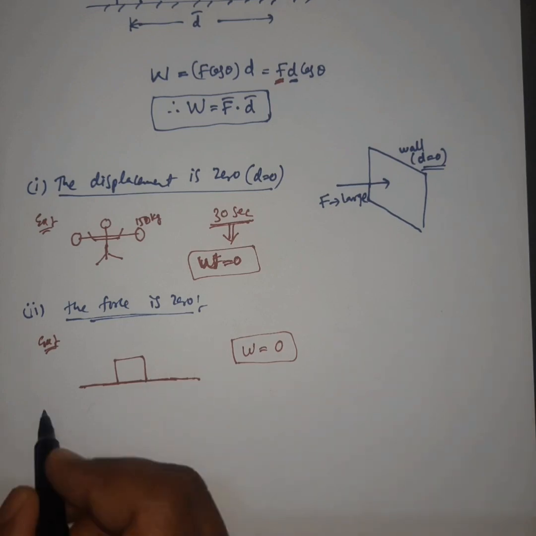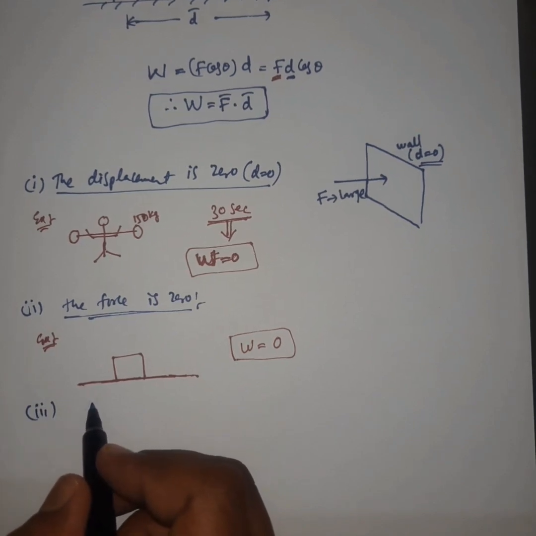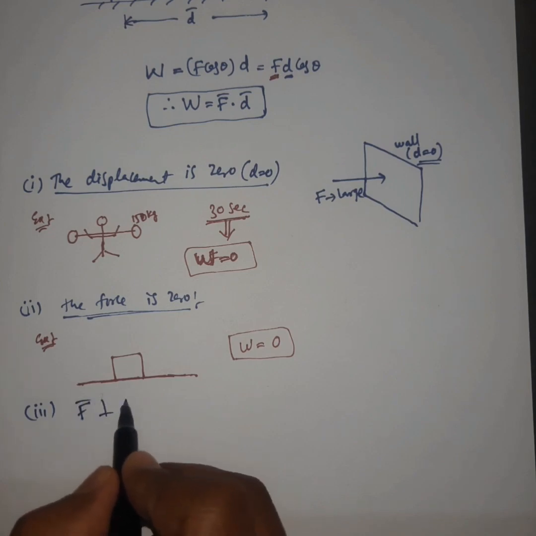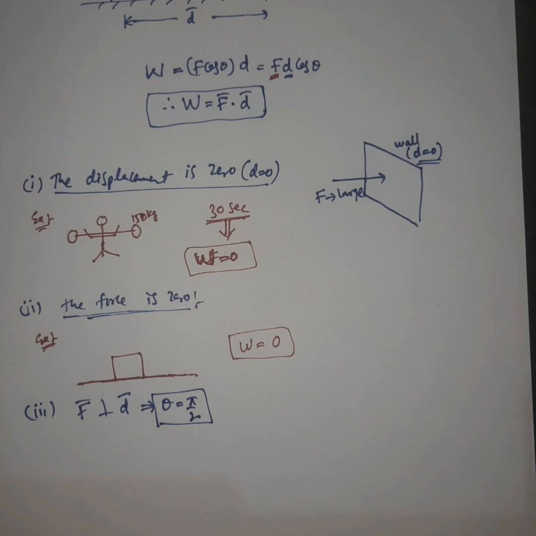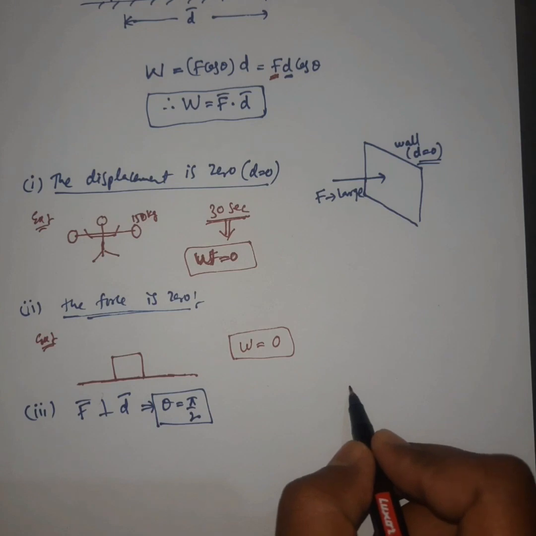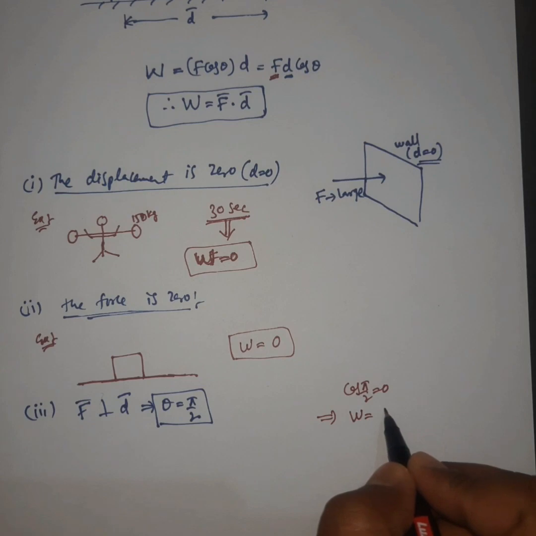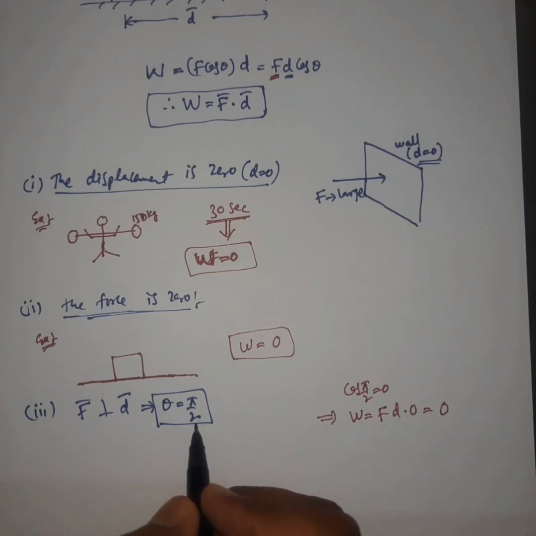See the third one. The force and displacement are mutually perpendicular. Means theta is equal to pi by 2. So cos 90, that is cos pi by 2, is equal to 0. From this, work done is equal to F D cos 90, which is 0. So 0 into something is 0. In this case also, work done is 0.